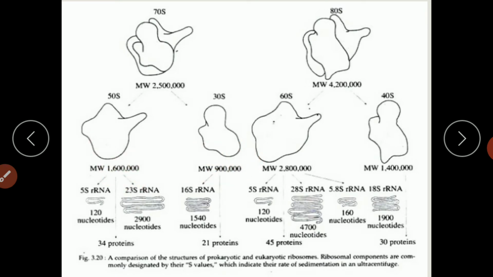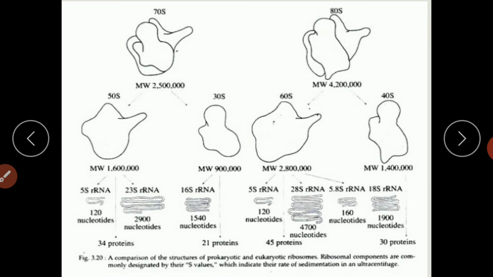So again, when we isolate and look at the chemical components of the 50S subunit, we will find that there are different rRNA molecules, that is ribosomal RNA molecules. So we have 5S ribosomal RNA, then we have 23S ribosomal RNA. You should remember these points, that 5S rRNA and 23S rRNA are found in the 50S ribosomal subunit of the 70S ribosome, which is present in prokaryotic cells.